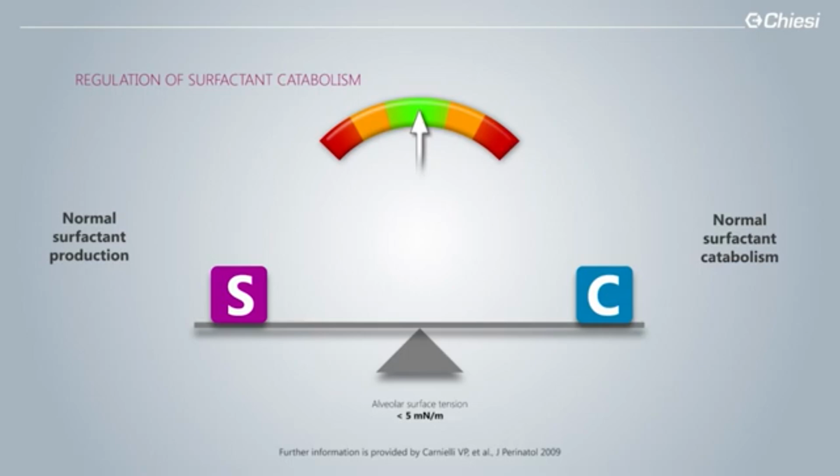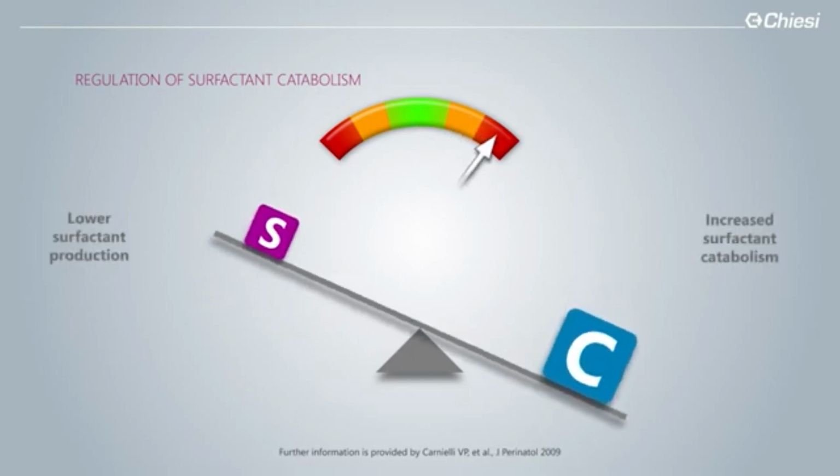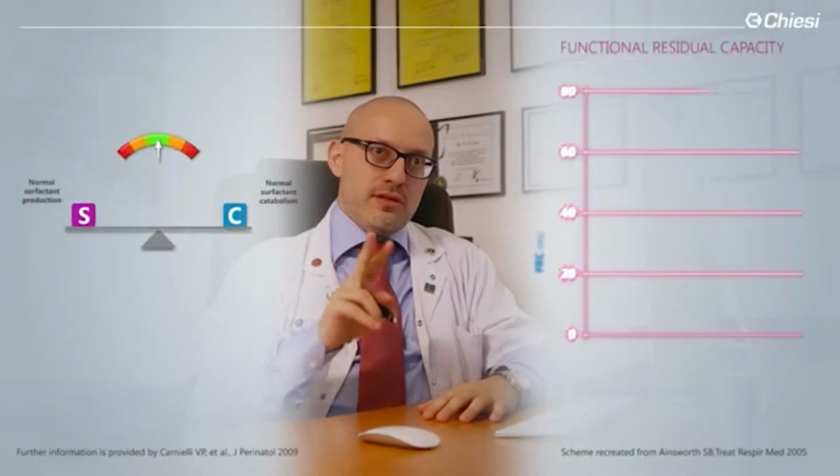Then you may have three pathological situations. First one, when you have a normal surfactant... one, which is really the worst one, sometimes happening in some preterm babies, having both low surfactant production and higher surfactant catabolism. So you can understand, if you think at a more lung level, that you may have two situations.